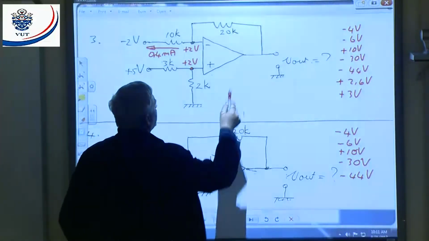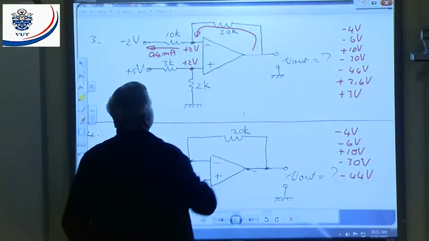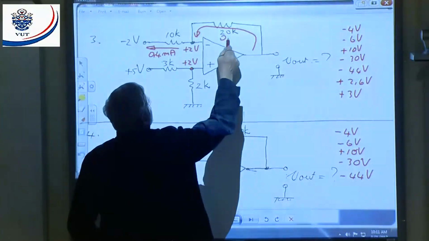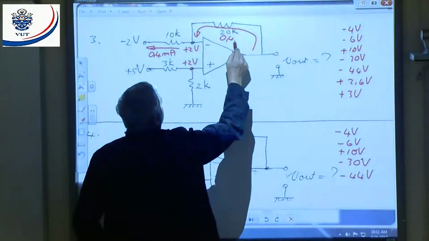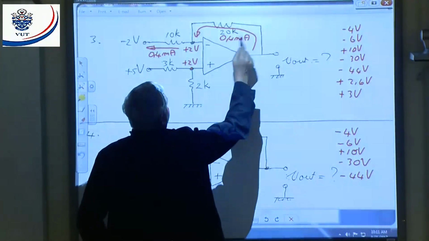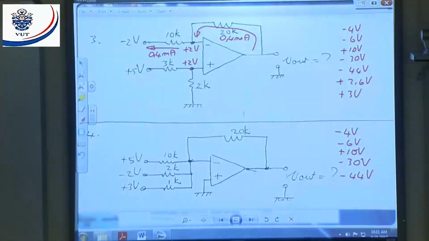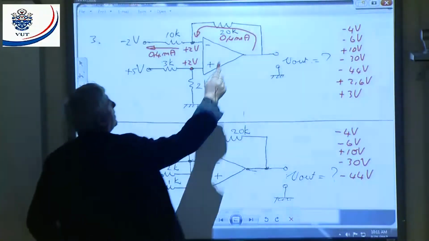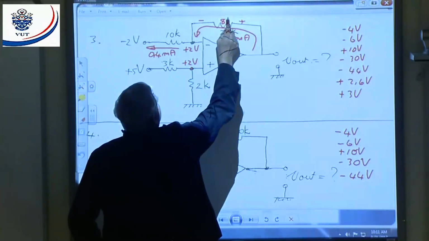That means my feedback current must flow in that direction, flowing in the same direction. It should also be 0.4 milliamp. Everybody with me? All right, if I take 0.4 milliamps times a 20K, it will give me how many volts? 8 volts. That means it's going to be here, negative 8 volts.